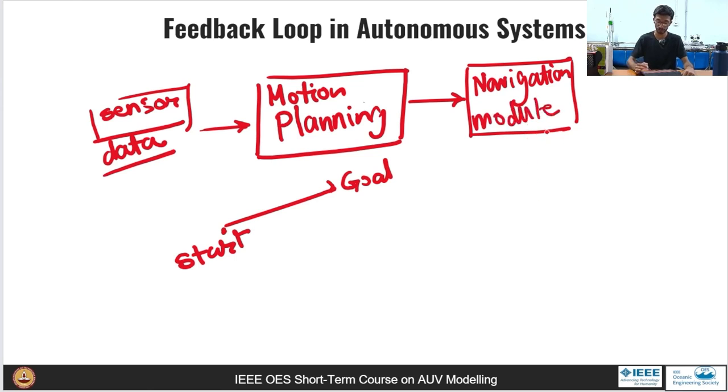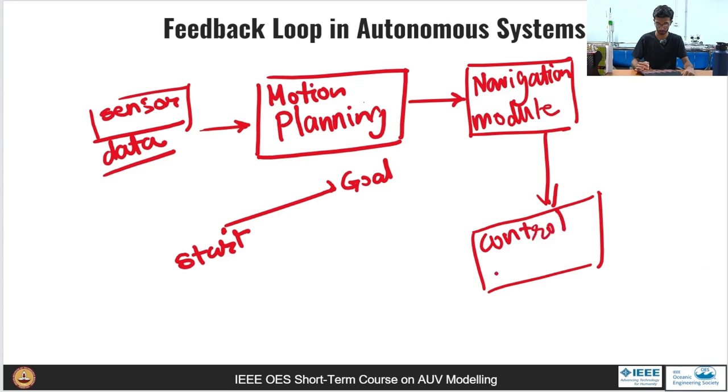The navigation module further gives the information to the control module. The control module gives the commands to the AUV or the autonomous system, which change the AUV's location and move it towards its goal.